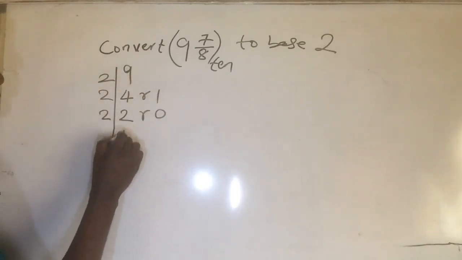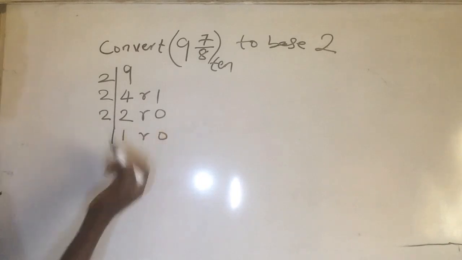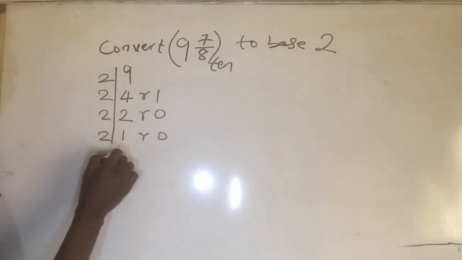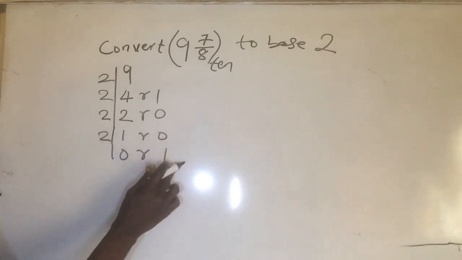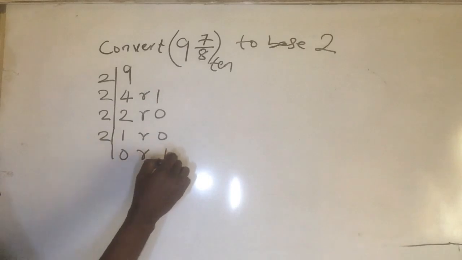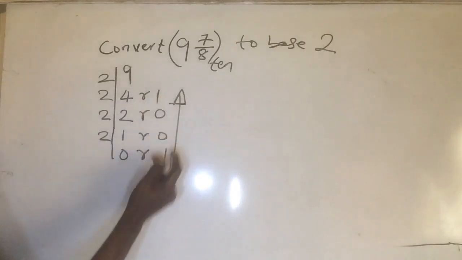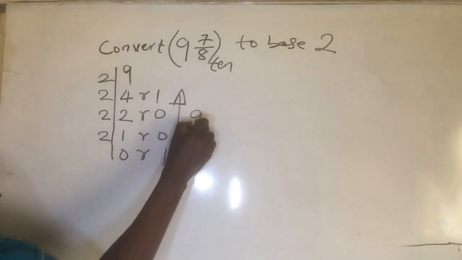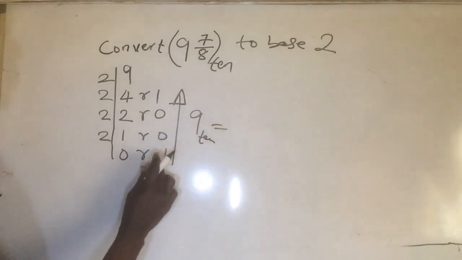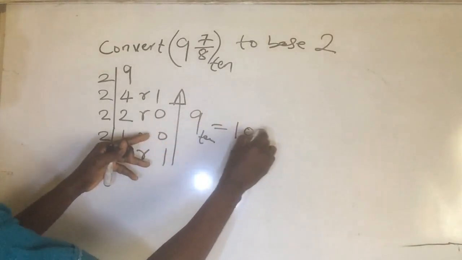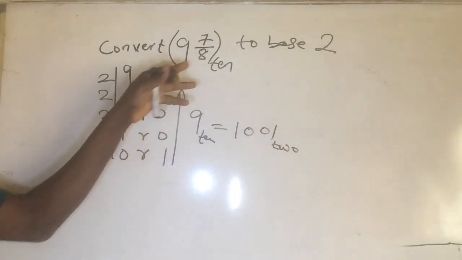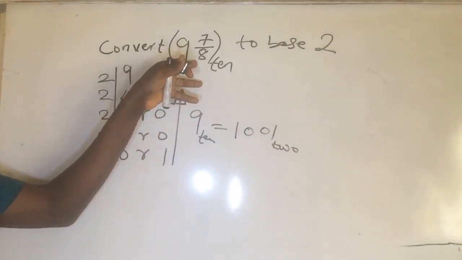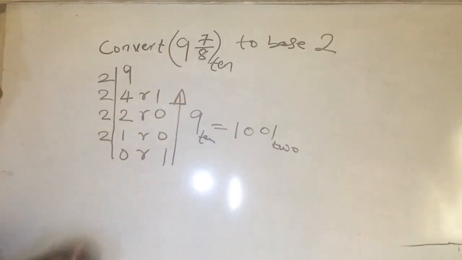2 go 2 now, it will be 1 1. Since there's no remainder, we say remainder 0 again. Then 2 go 1. It cannot go. We now write 0 remainder 1. We take the 1 to be the remainder since it cannot divide without remainder. So now we collect our answer. So 9 base 10 now is equal to 1001 base 2. So now we will work with the fraction. Now let's work with the fraction.